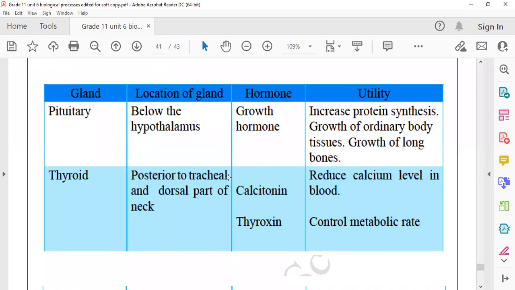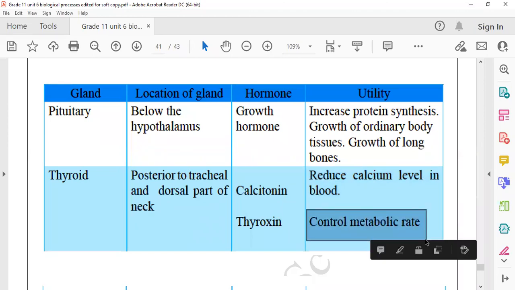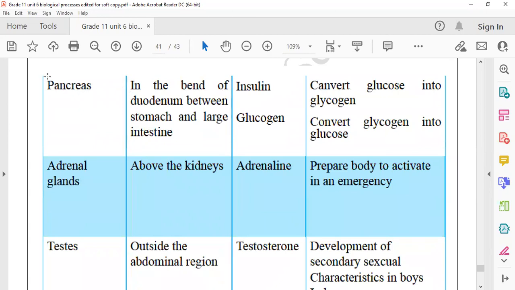Okay, the thyroid gland secretes two hormones. What are the two hormones? Read this hormone. Calcitonin. And what is this hormone? Thyroxine. What is the work of calcitonin? Reducing calcium level in blood. What is the work of thyroxine? Control metabolic rate. Okay. Right, we are not taking it to a bigger issue, just we understand and go.